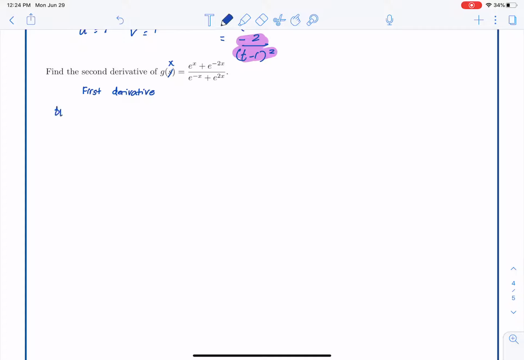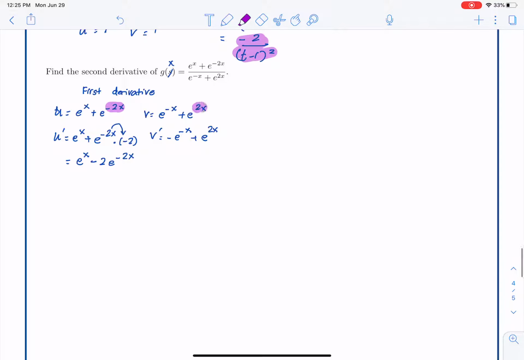So u is e^x plus e^(-2x). v is e^(-x) plus e^(2x). u prime is e^x. We don't simply have x, rather we have negative 2x, so we've got to use the chain rule. e^(-2x) multiplied by the derivative of negative 2x, which is negative 2. So we have e^x minus 2 times e^(-2x). We know the derivative of e^(-x) is negative e^(-x).